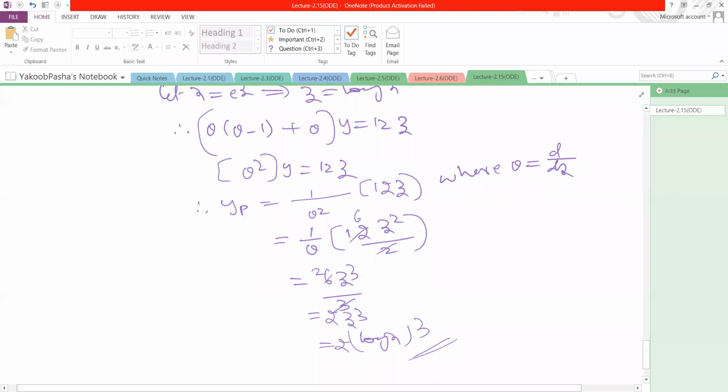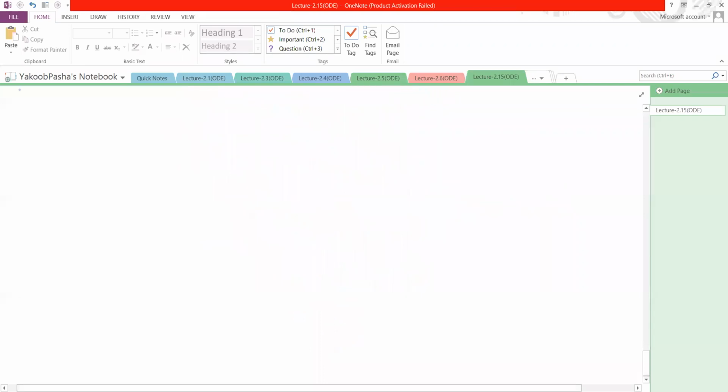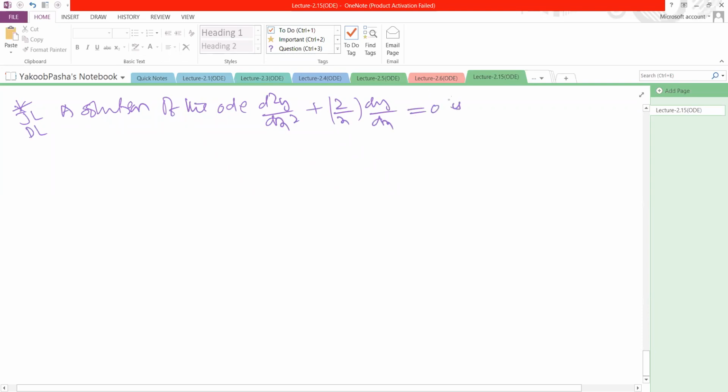Now I am taking another problem from the previous exam. A solution of the ordinary differential equation d square y by dx square plus 2 by x into dy by dx is equal to 0 is y equal to. Now it is not in the form of x square d square y by dx square plus x into dy by dx equal to 0.